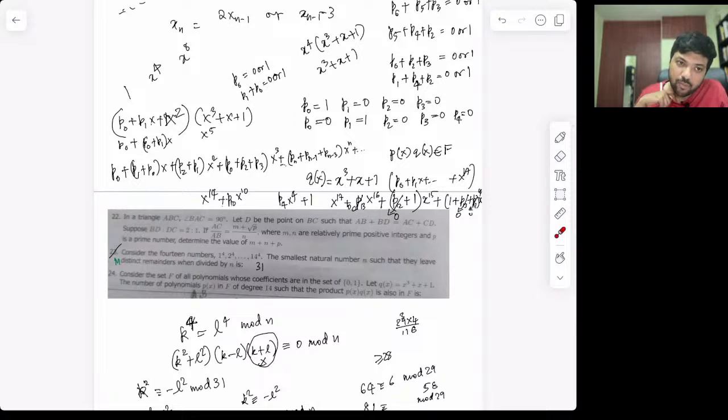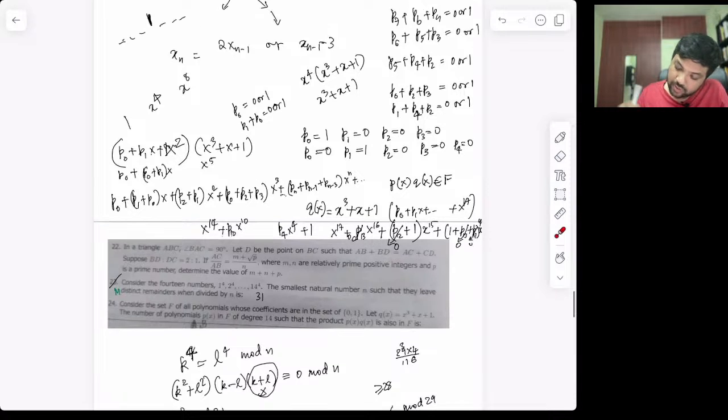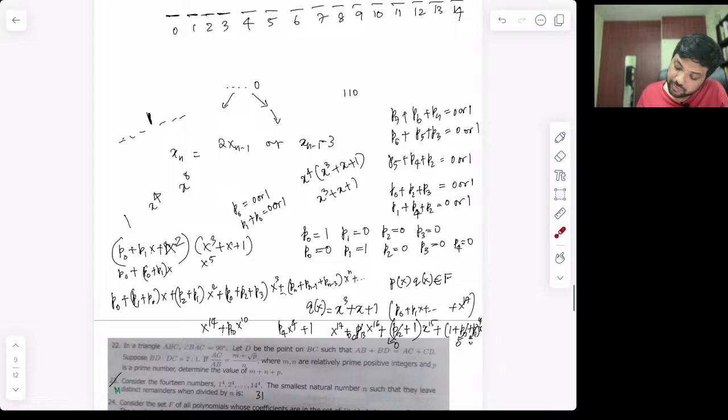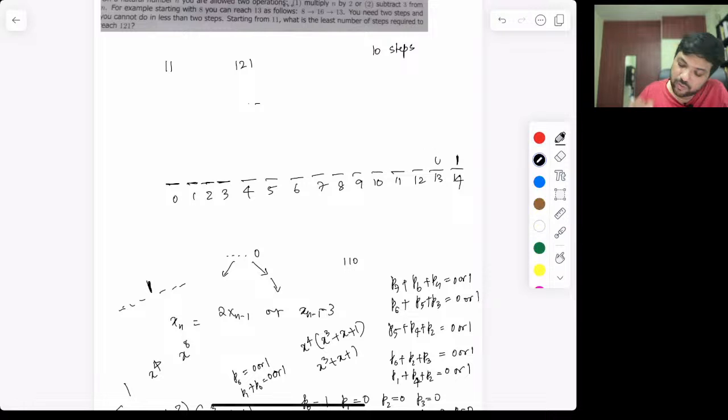Then the number of polynomials in F of degree 14 such that P of x times Q of x is also in F is equal to... So basically, since it's of degree 14, as we saw, all the coefficients up to x power 13, x power 12, x power 11 are forced to be 0. If not, when you multiply by x cube plus x plus 1, you will see a 2 appear somewhere.